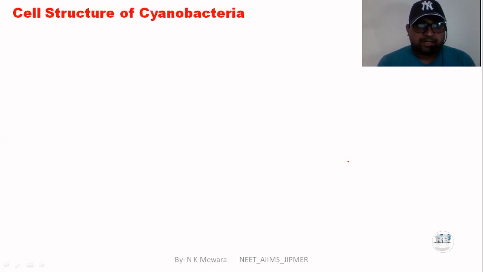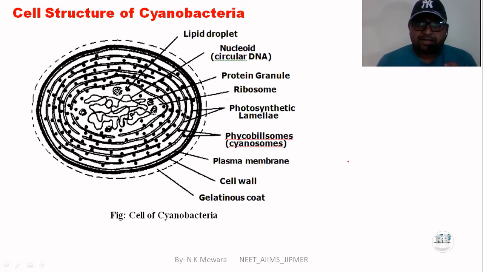Now today we are coming to a new topic, the cell structure of the cyanobacteria. What is the structure of the cyanobacterial cell? Let's see. The main characteristic found is the photosynthetic lamellae. It's a very important characteristic.